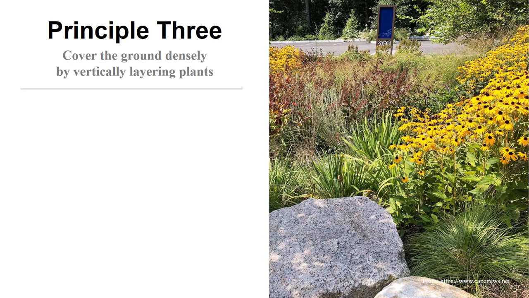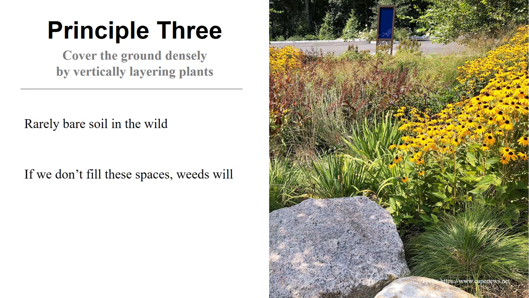Principle three that Rainier and West put out is that we should cover the ground densely by vertically layering plants. They point out that rarely do we see bare soil in the wild. We see this where there's been some kind of disturbance, a tree falls down and rips up the soil, or a fire moves through, or something else. But that bare ground doesn't exist for very long. Plants immediately start to grow and populate, and within a season or two, there's no bare ground to be seen.